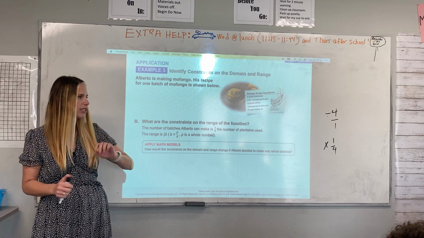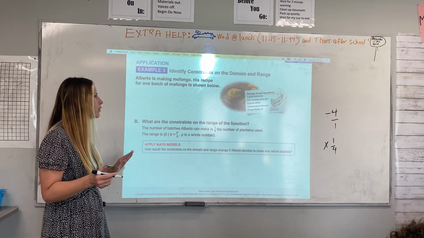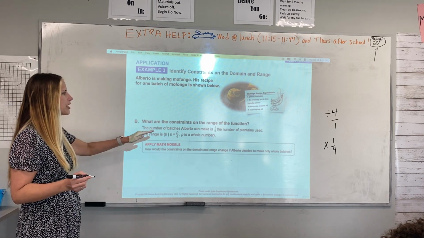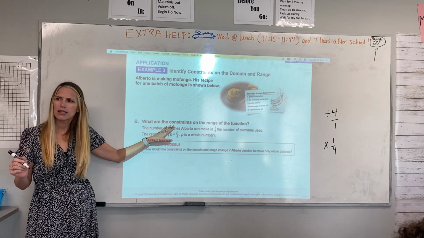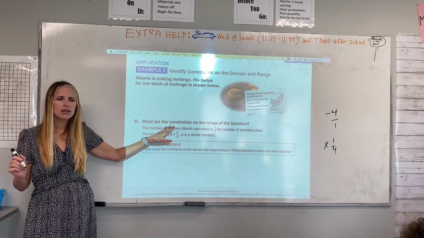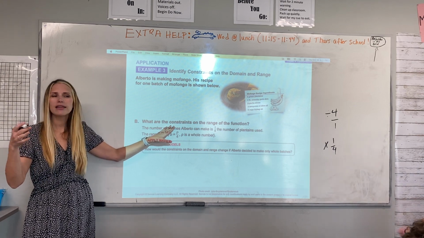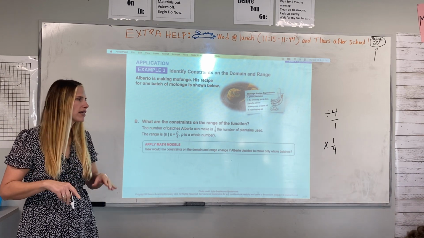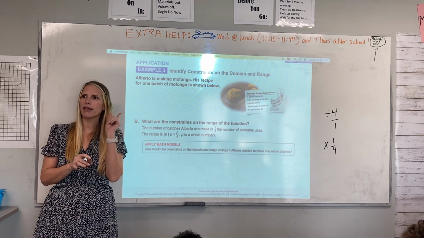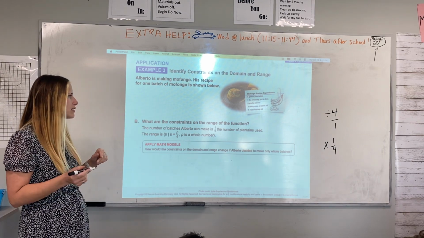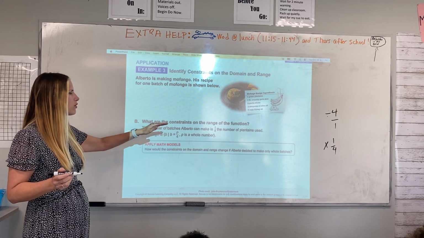All right, real quick, and then we're going to start that quiz, okay? What are the constraints? What does constraint mean? Rules. Yeah, it's like a rule or a limit. It's like, well, you can be this, but you can't be that, okay? The constraints, the conditions of the range of the function.